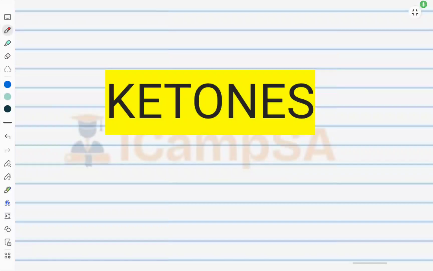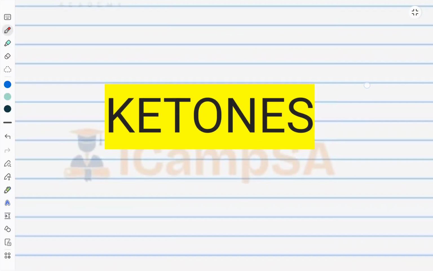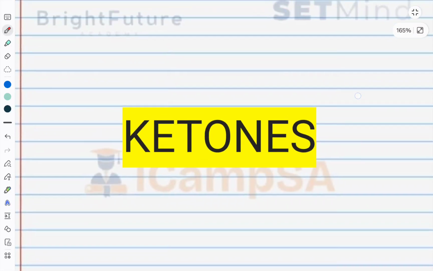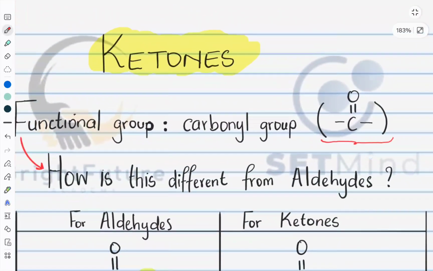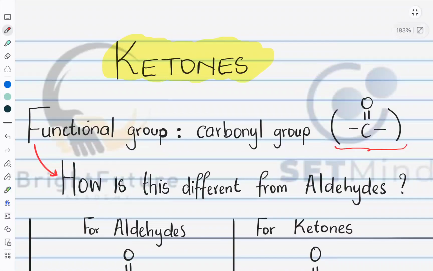So now let us focus on ketones. With ketones, the functional group is the carbonyl group, right? You have the carbon atom double bonded to an oxygen atom. So that's our carbonyl group. If you check, we said something similar about the aldehydes. We said they have a carbonyl group as their functional group.